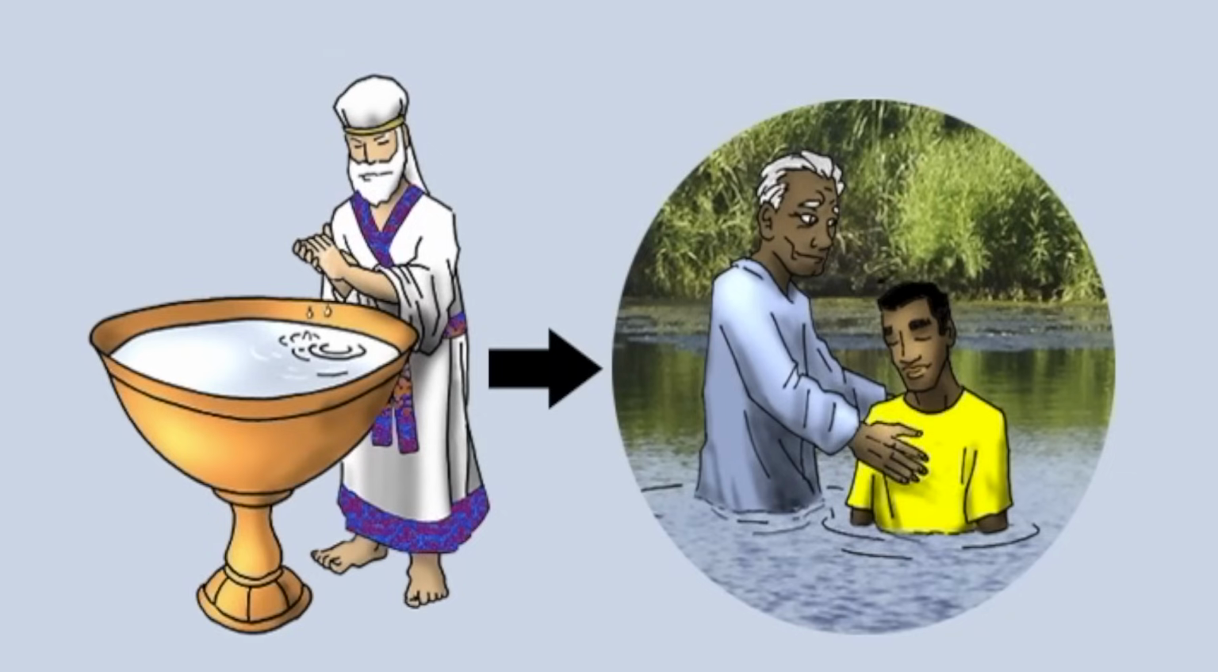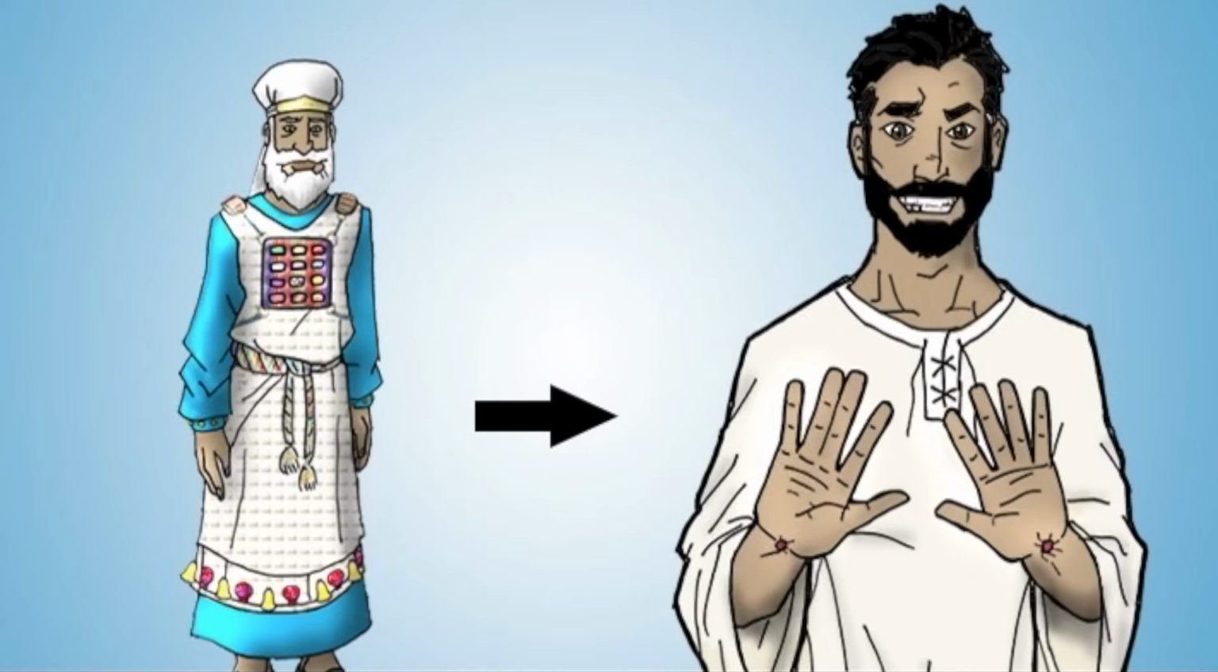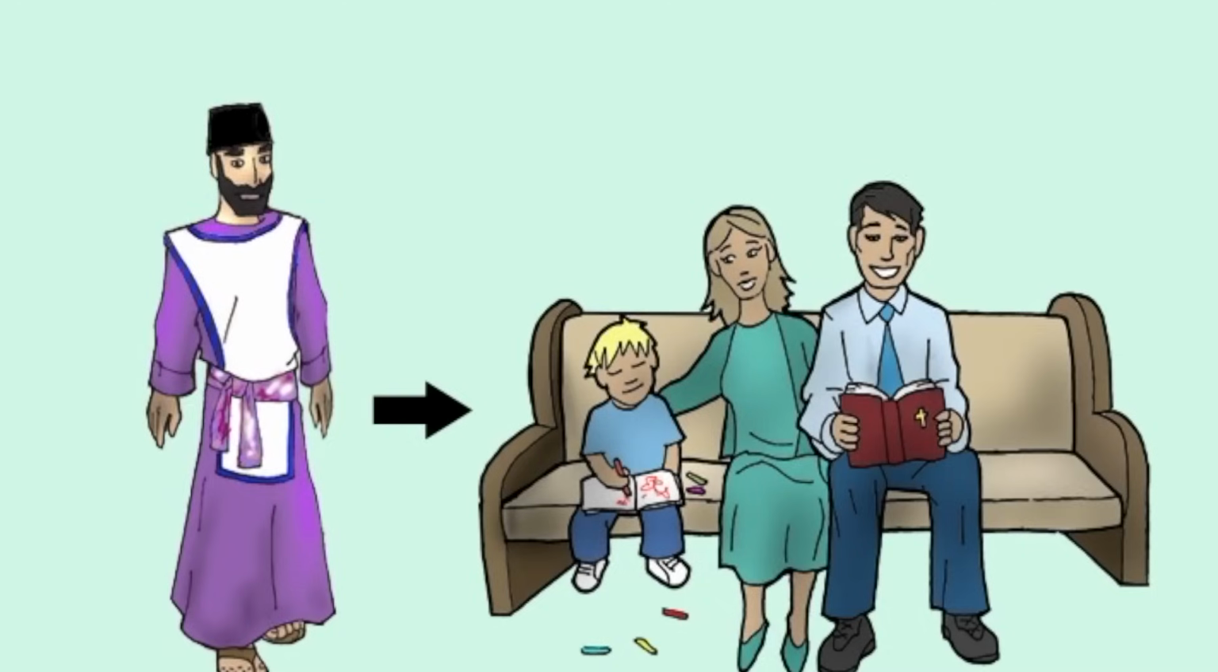The actions of the priest, washing in the laver, represented baptism or cleansing. The high priest represented Christ, and the priest represented Christians. So the Old Testament tabernacle was a picture of the New Testament church.